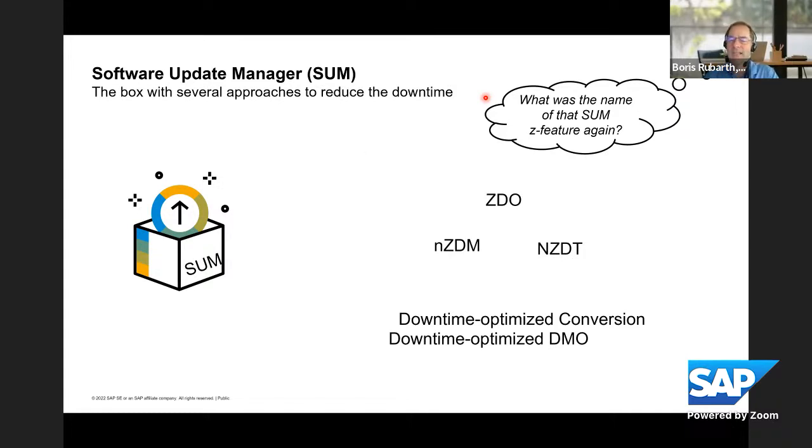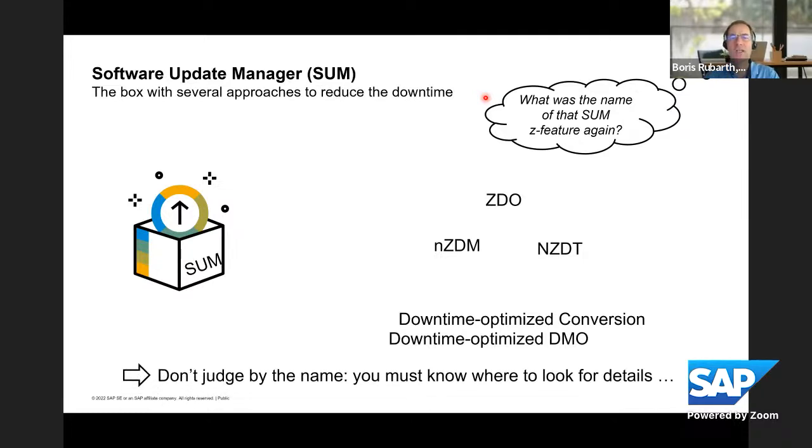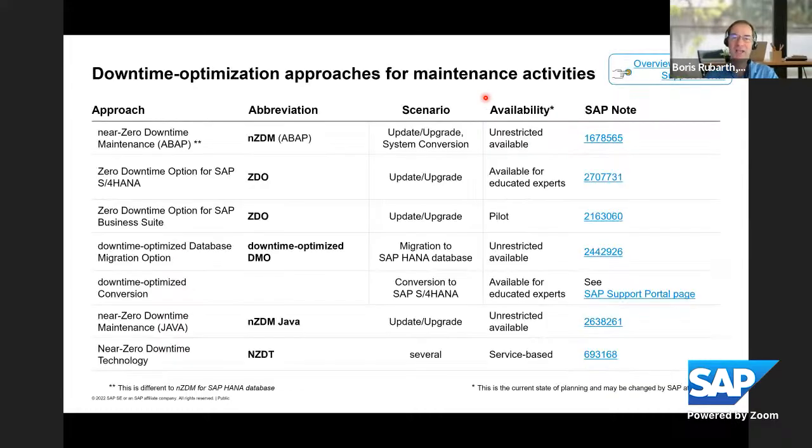So it's easy to get lost, and that's the right reason why we have this session to guide you to the central places where you find information. And so don't judge by the name. It's important that you know where to look for details. And that's why the essential information of this session is that there is a place that helps you. There is a place in the SAP support portal. Up above, you see there's a link.